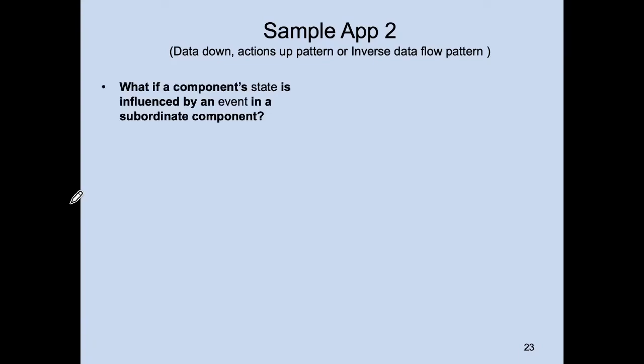Now, when do we need to use the second data flow pattern, or when do we need to apply it to an app? And it turns out we apply it a lot. And the scenario is, what if I've got a stateful component, but the changing of that state variable in that component is actually triggered by something that happens in a subordinate component, be it an immediate subordinate or something further down the hierarchy. So I've got a stateful component in my hierarchy.